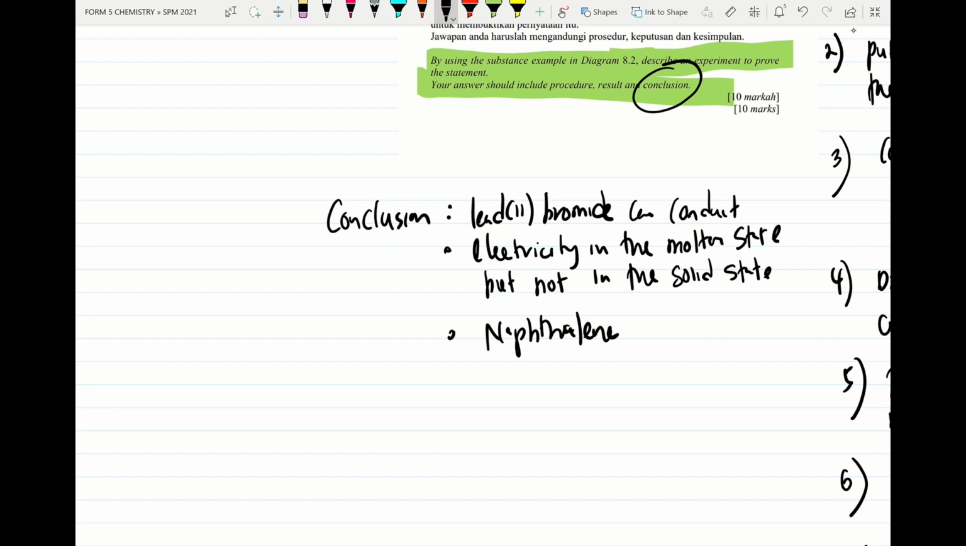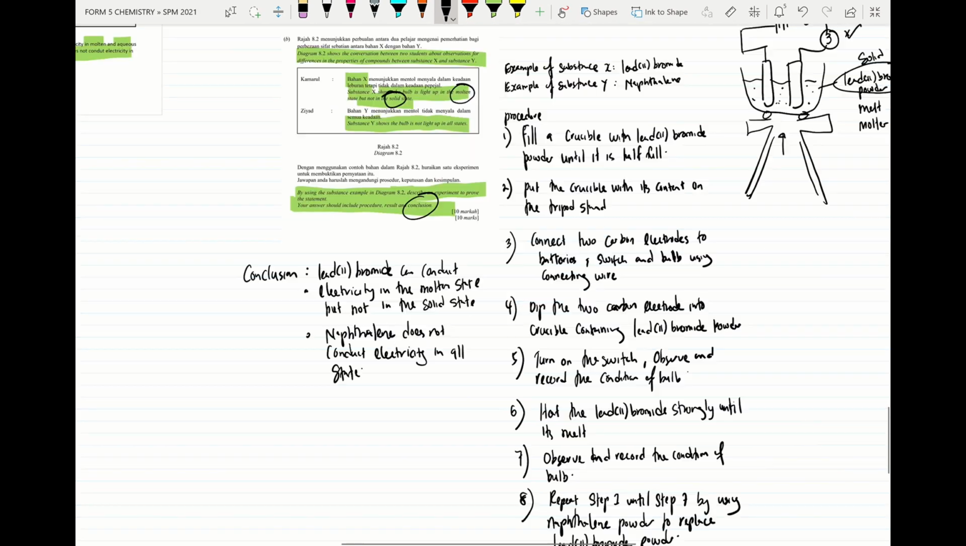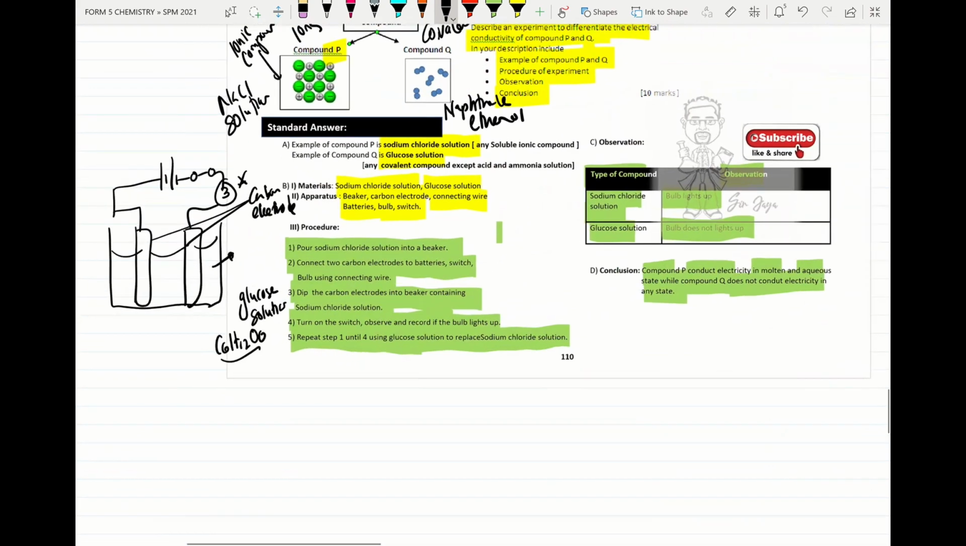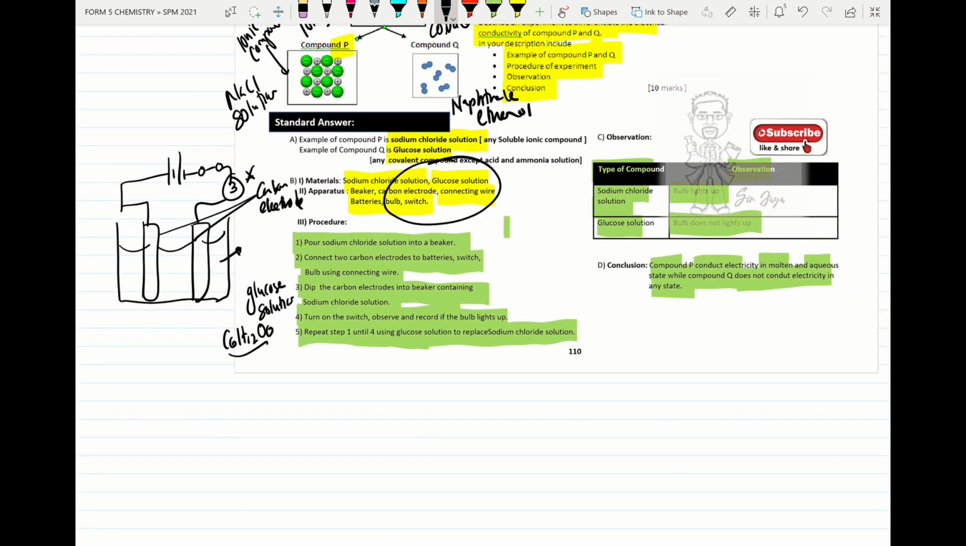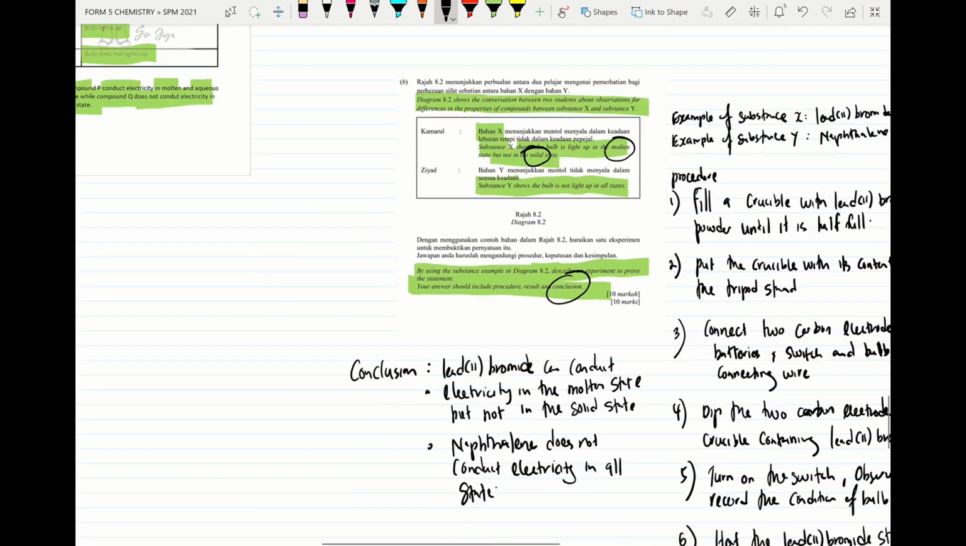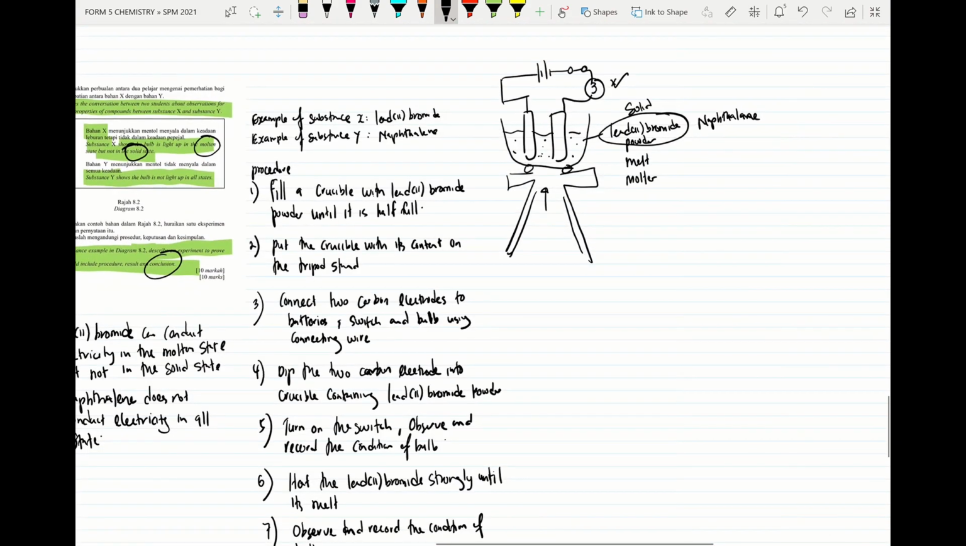Naphthalene does not conduct electricity in all states. Alright, so please remember this experiment, two types of experiment. Here I use solution. Here we discuss the molten state and the experiment setup also.